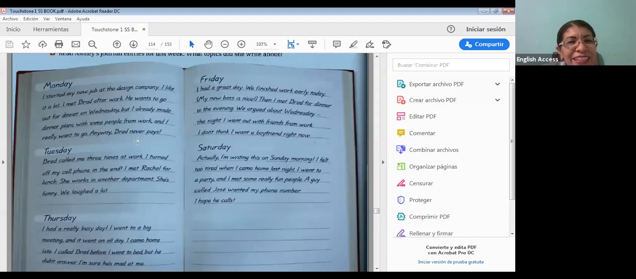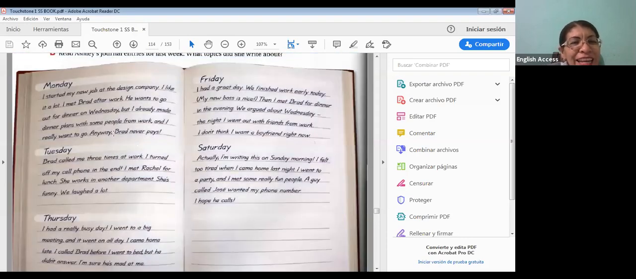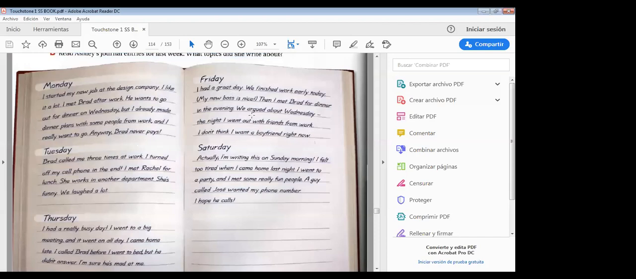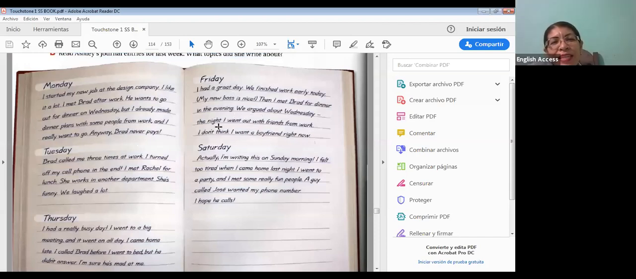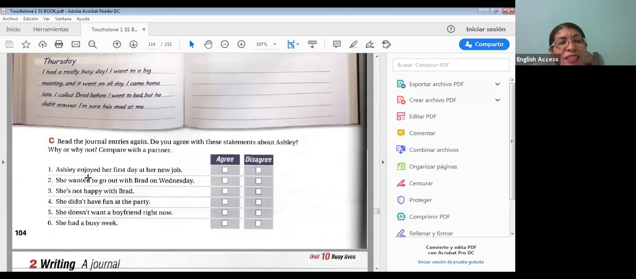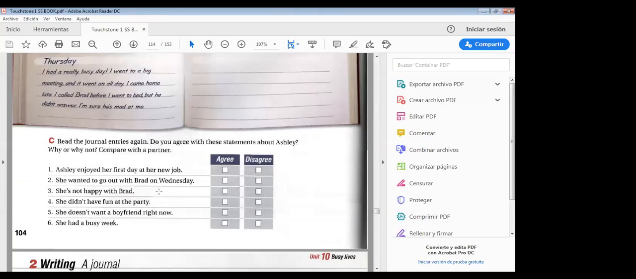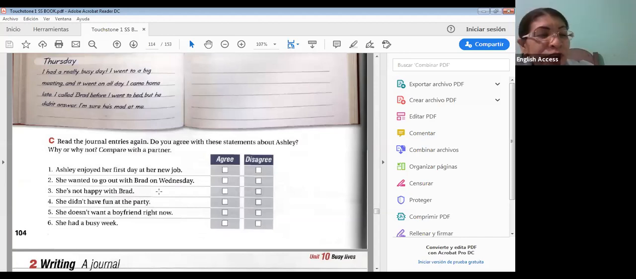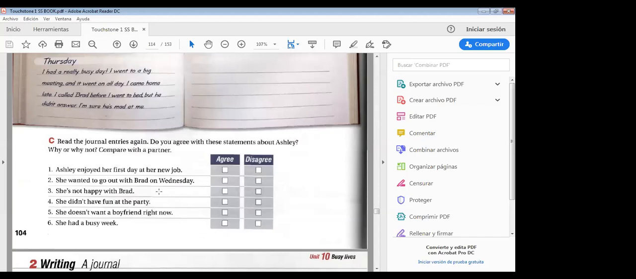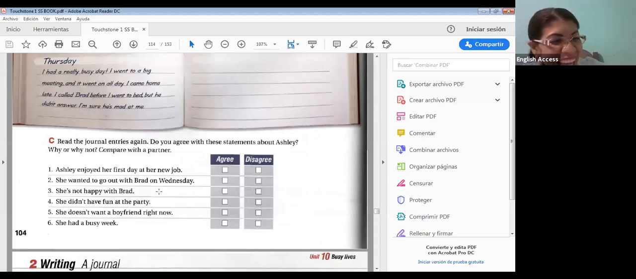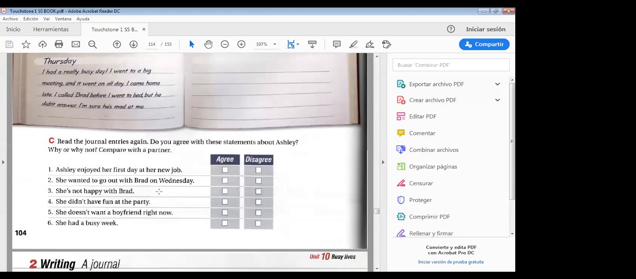Pay attention here. Monday, she says, anyway, Brad never pays. And then on Friday, she says, we argue about Wednesday night. Wednesday the night I went out with my friends. So she's not happy with Brad. Agree or disagree? Disagree. Okay, if you say disagree, you're saying that she's happy, that she likes to be with Brad. So that's agree. Agree. So that means that this information is correct. She's not happy with Brad. That's agree. Okay? Okay.